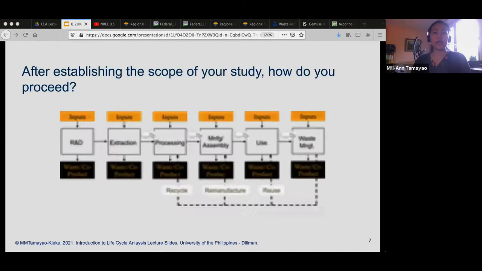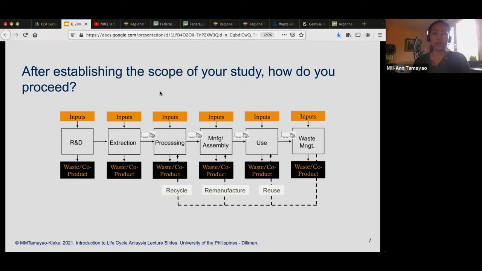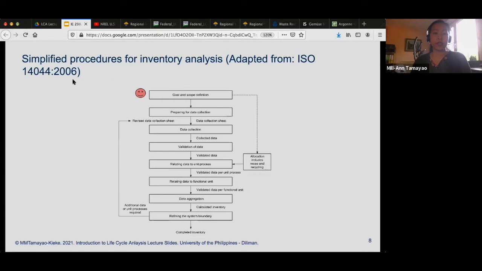And then you have your system boundary, which basically shows you what is inside or outside the system of analysis. Okay, now after you establish the scope and the goal of your study, how do you proceed? Say for example, this is the scope of the study, from cradle to grave, basically, and if we include recycling, cradle to cradle. Okay, so you have your goal and scope.